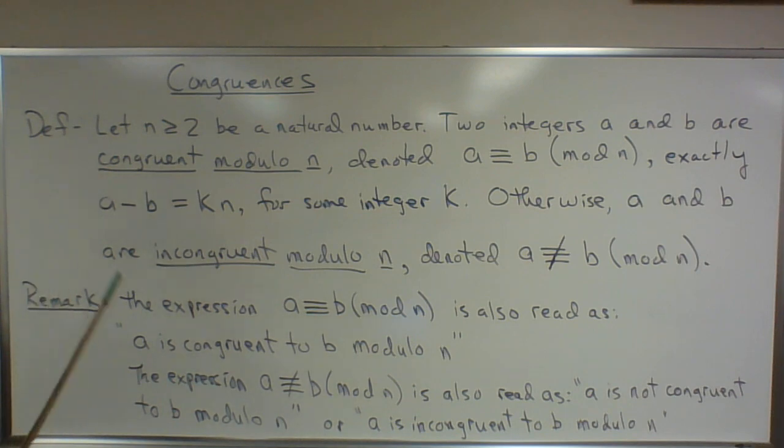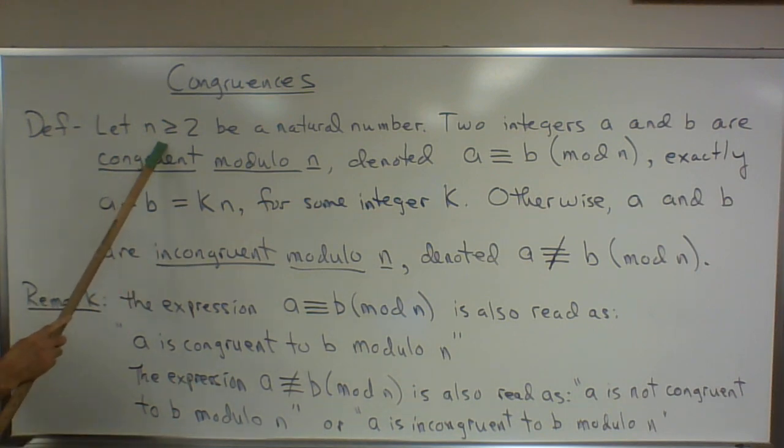Here's our definition. Let n greater than or equal to 2 be a natural number. N is a natural number and it can't be 1. N is greater than or equal to 2.